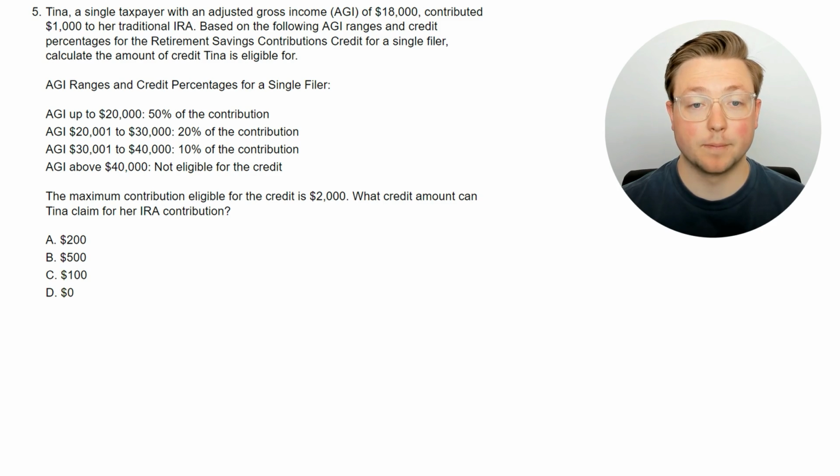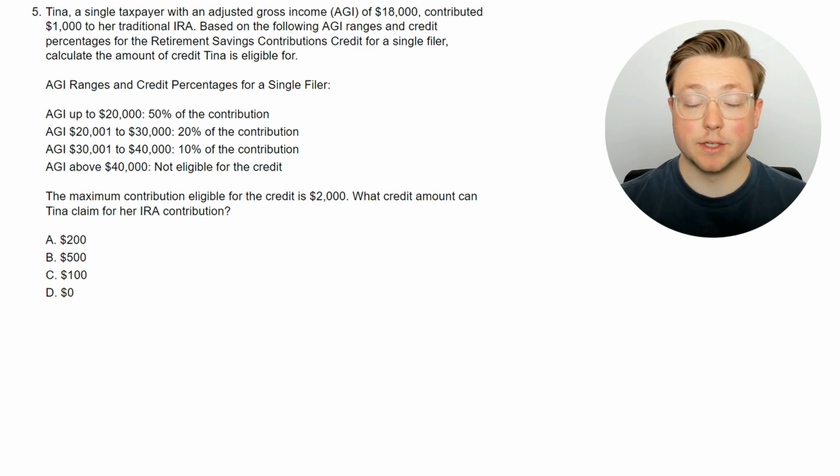Okay, here's question 5. Tina, a single taxpayer with an adjusted gross income of $18,000, contributed $1,000 to her traditional IRA. Based on the following AGI ranges and credit percentages for the retirement savings contributions credit for a single filer, calculate the amount of credit Tina is eligible for.